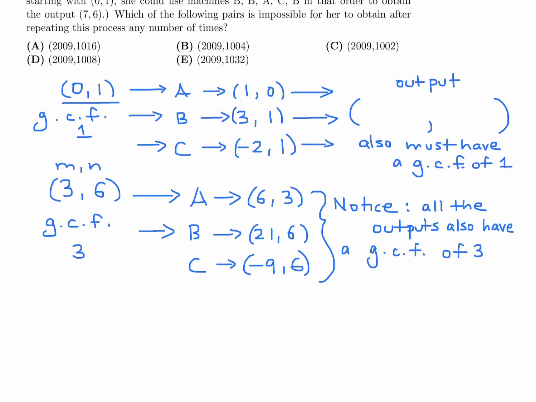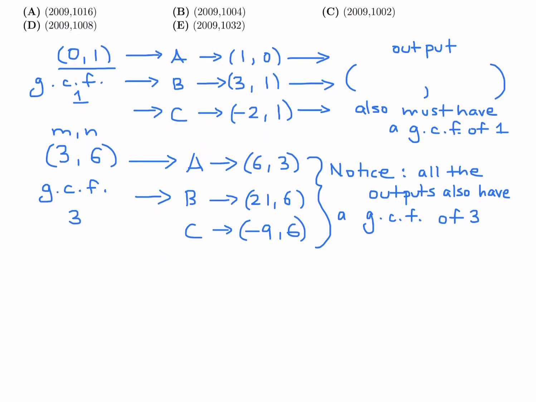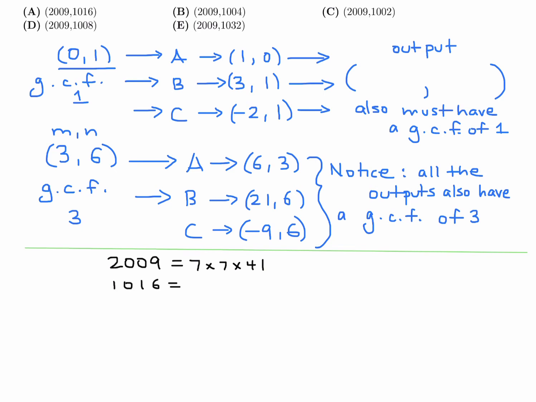To do that, we've got to look at each number. Fortunately, there's not too many, only 6 numbers to look at. The first one, 2009, breaks up into prime factors as 7 times 7 times 41. The next one is 1016, which is 2 times 2 times 2 times 127. Next is 1004, which is 2 times 2 times 251.